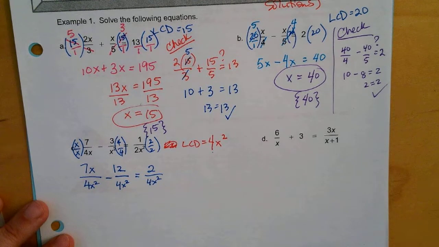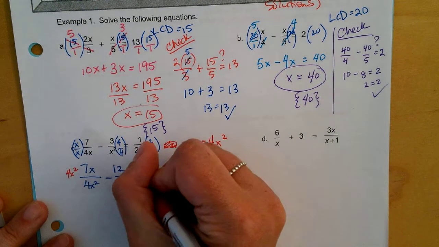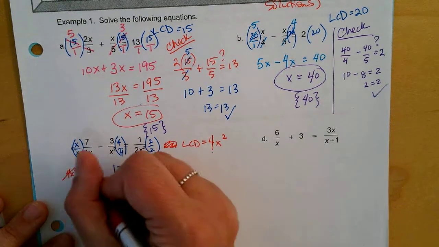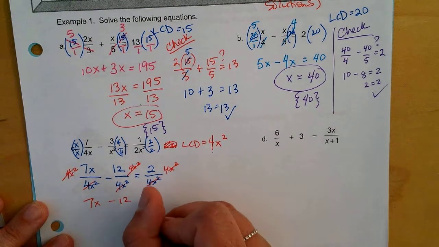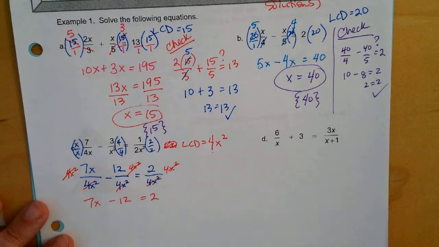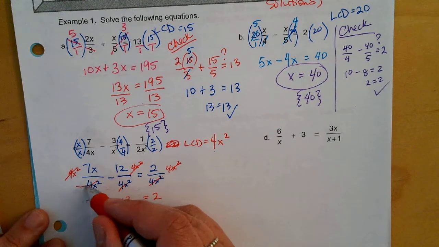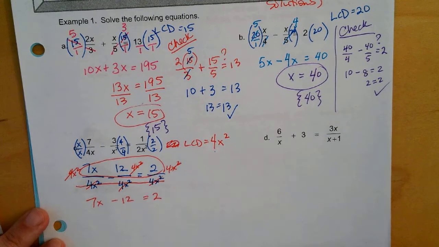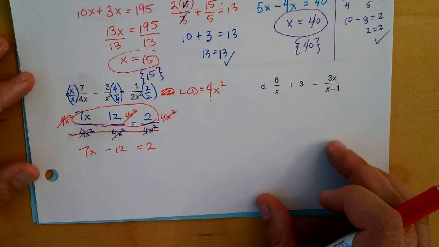So essentially, if I were to multiply right now both sides by 4x squared, 4x squared, 4x squared, wouldn't these just cancel? Leaving 7x minus 12 equals 2. So that's the equation we're going to solve, right? Essentially, if the denominators are all the same, then you can solve the equation that's in the numerator. So how do I solve that?